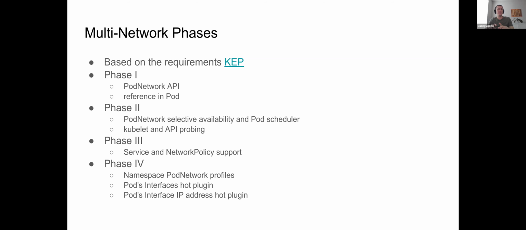Phase three is about extending multi-network to other features like services and network policies, so enabling those things to pods. And the last phase is some additional extended features like namespace profiles for pod networks, so that I don't have to specify explicitly on the pod spec, then ability for hot pluggability for the interfaces themselves and the IPs. So that's the phases that we established in the requirements. If you have other comments on this, please go to the cap and comment over there.